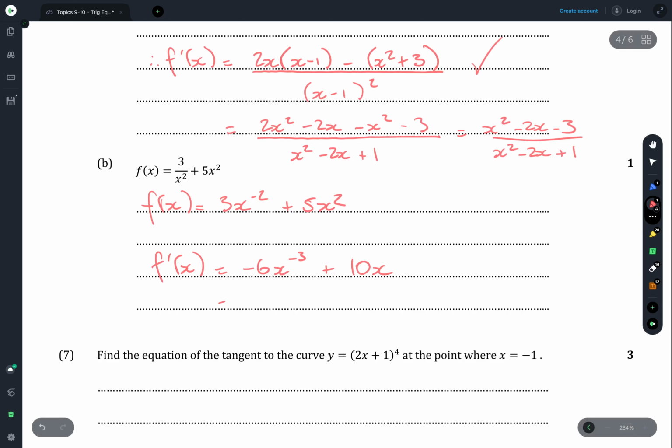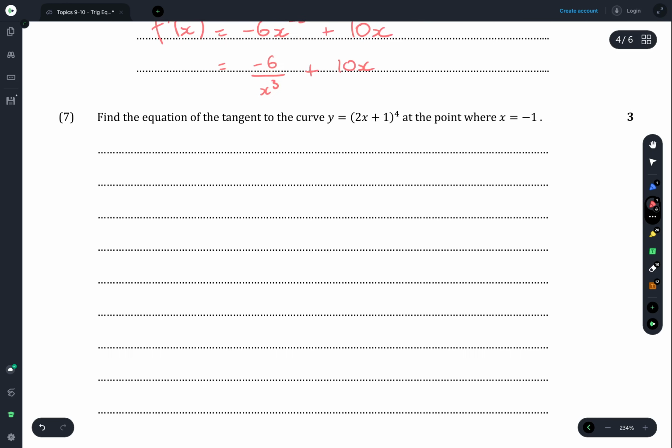But of course, we could just use our index laws to get rid of the negative index. So we have negative 6 over x cubed plus 10x. So nothing too crazy there. It's more just realizing that 3 over x squared can be written as 3x to the power of negative 2.